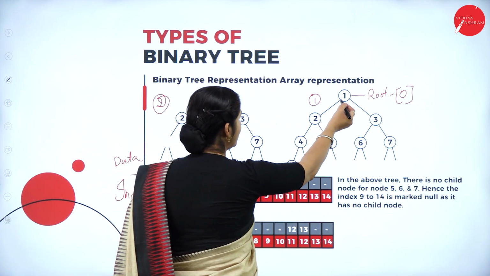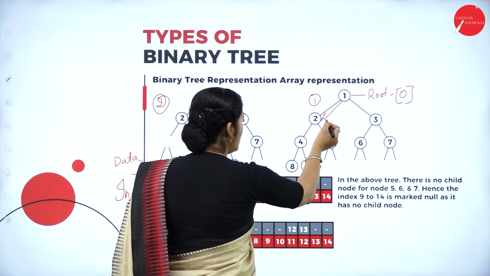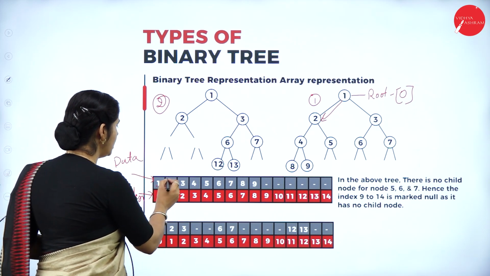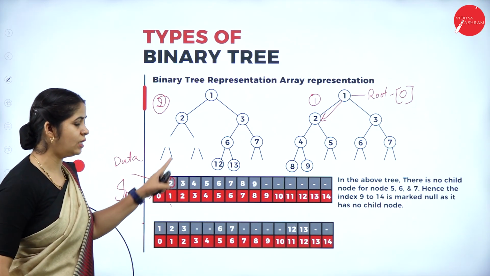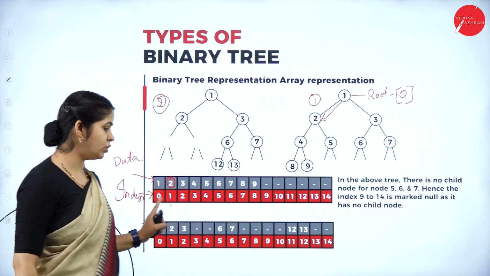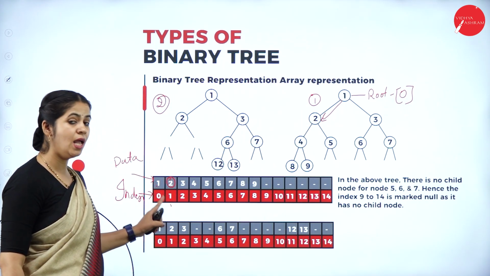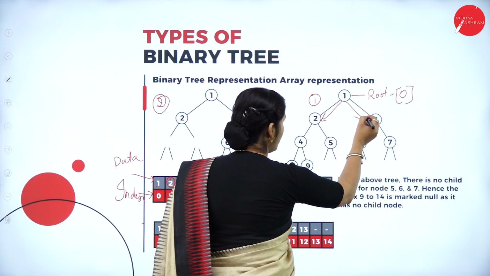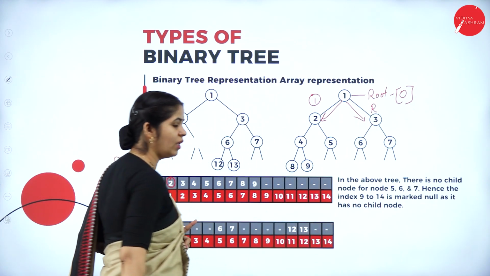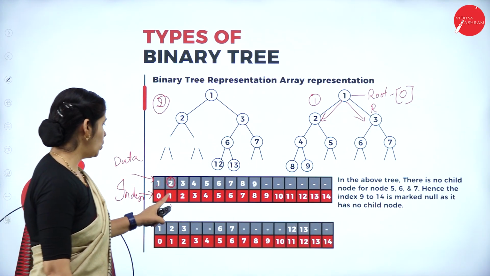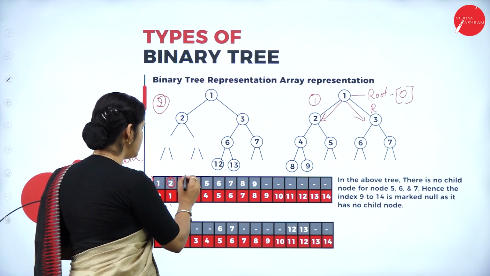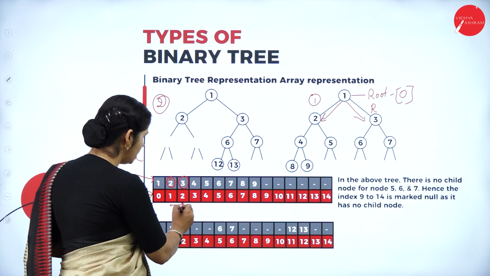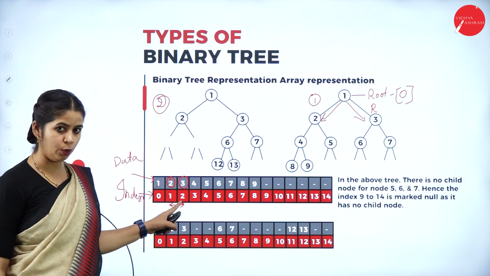Then after the root, we have to represent the left child of the tree at the first index. What is the left child? 2 is the left child, which has to be represented at the next index. After that, we have to represent the right child of the root node. The value in the right child is 3, which will be represented at the next index value.